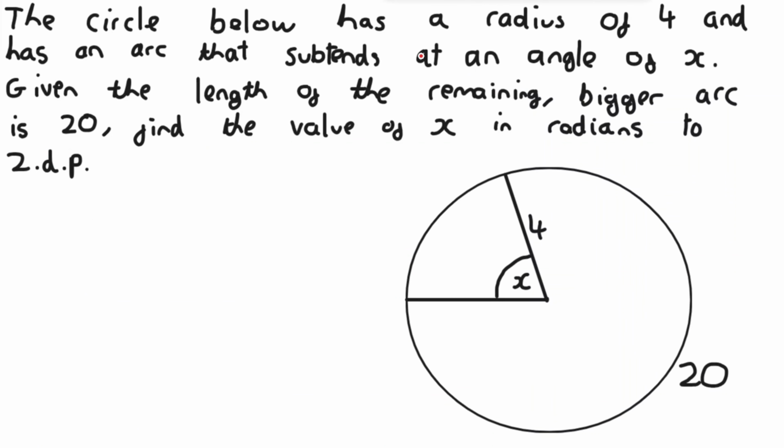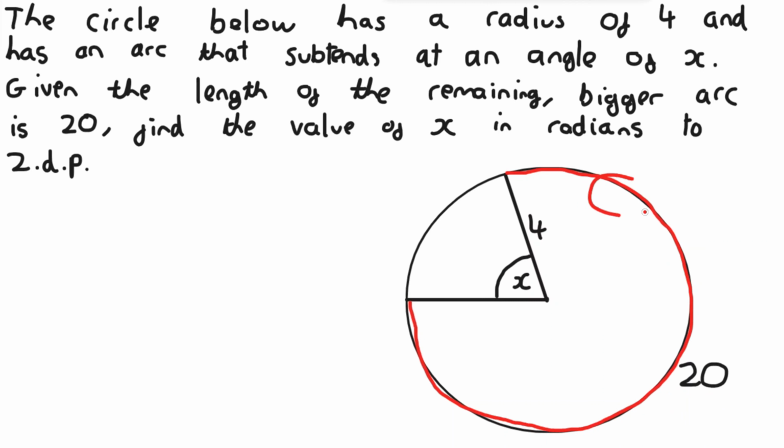So here's another example where we have a circle that has a radius of 4 and an arc that subtends an angle of x. So this is the arc they're talking about here, that subtends an angle of x like this. And it says given that the length of the remaining bigger arc is 20, so this is going to be this remaining bigger arc here. Given that the length of this is 20, find the value of x in radians to 2 decimal places.